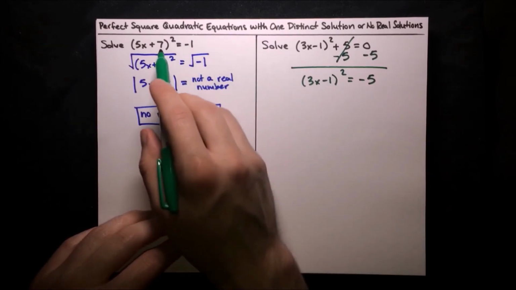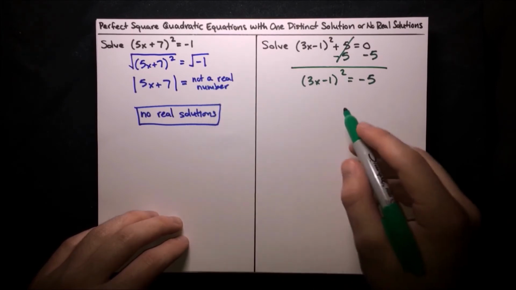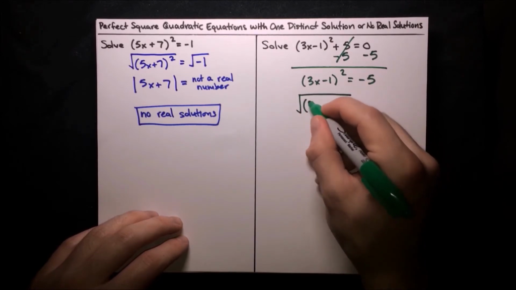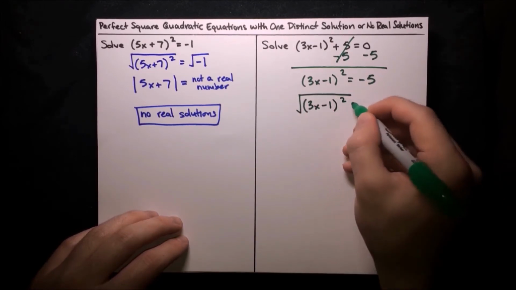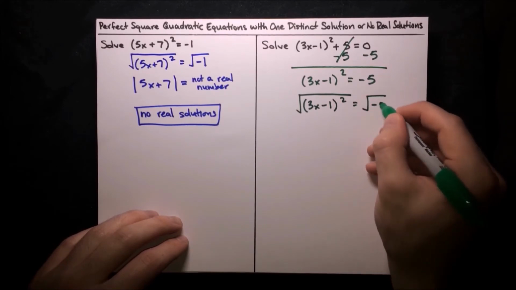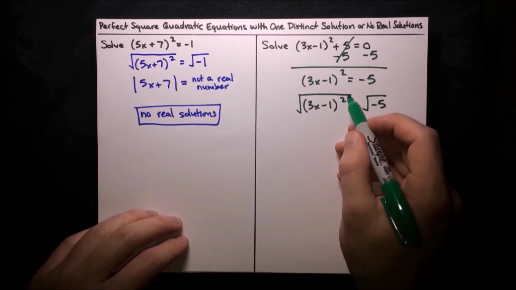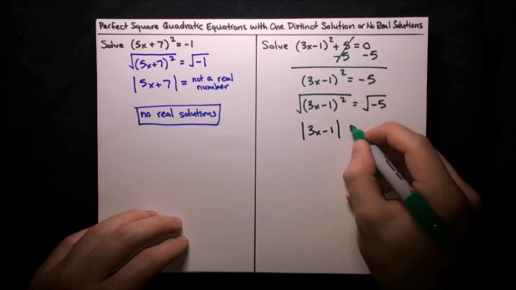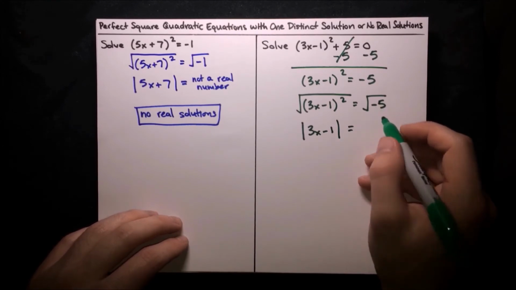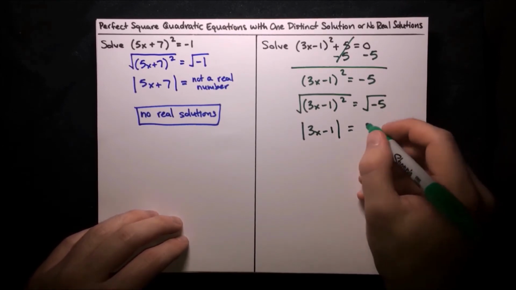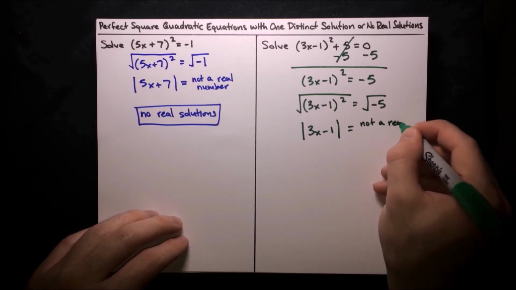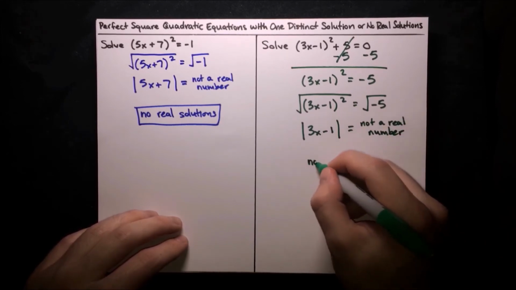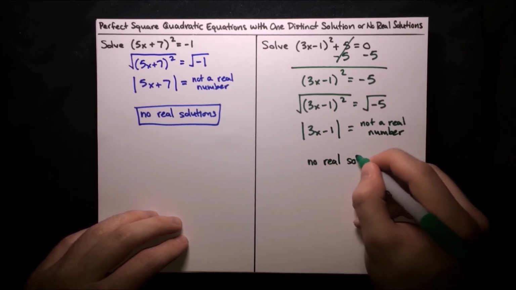That's pretty similar to the example we just did. So let's go ahead and do the same process. Take the square root of both sides to cancel out that square. So we'll have the square root of 3x minus 1 squared is equal to the square root of negative 5. And the square root of a square is absolute value, so the absolute value of 3x minus 1 is equal to the square root of negative 5. But again, the square root of a negative number is not a real number. And as a result, our equation has no real solutions.